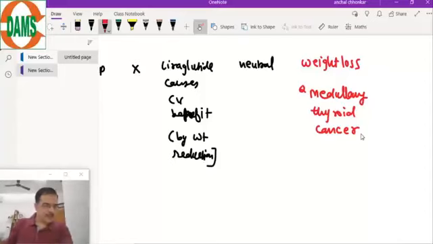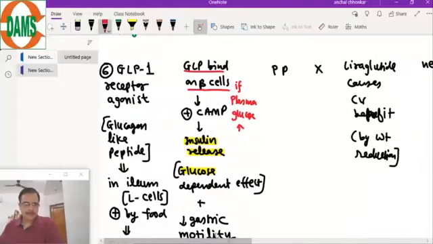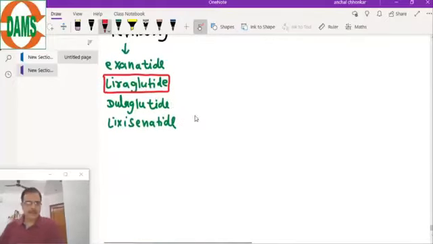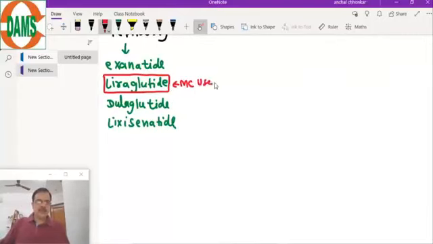These are the examples of GLP analogs that I have done here, and the most commonly used agent is liraglutide, because it has been shown to have a cardiovascular benefit, and it causes extreme weight loss. Liraglutide is taken before the meals.